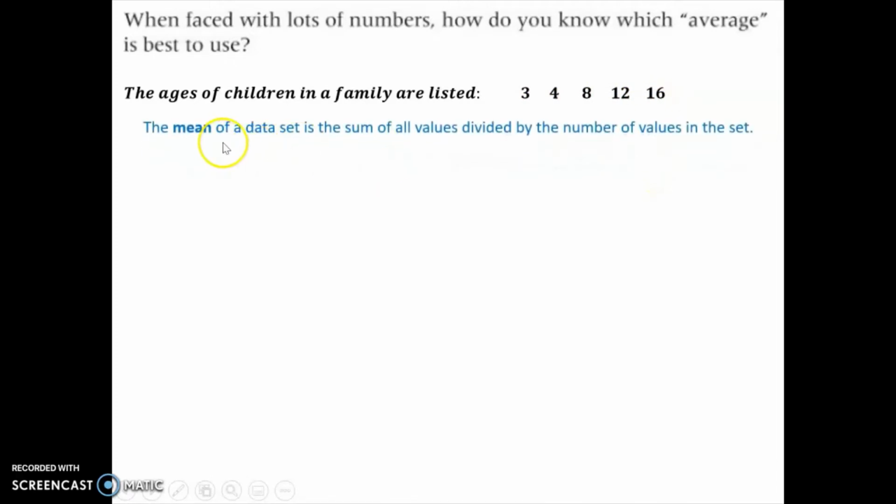Okay, let's look at mean first. The mean of a data set is the sum of all values divided by the number of values in the set. And that is typically what we know as average. Although here in this opening sentence, average seems to imply that all the ways to measure the center of data can be called an average, even though the mean is the one we typically associate with an average.